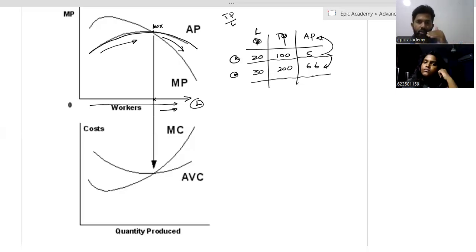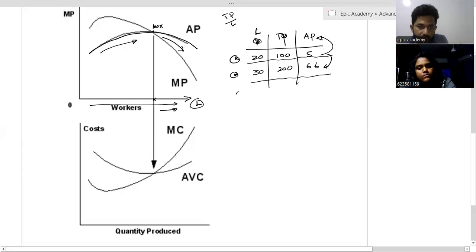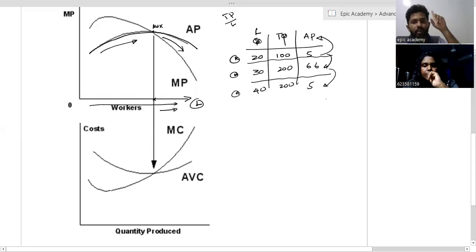So by looking at that idea, this producer increased the workers again to 40. But the total production didn't change. Same production, 200, by using 40 workers. Again, what happened? It reduced compared to the previous situation. One worker produces only 5 commodities now.